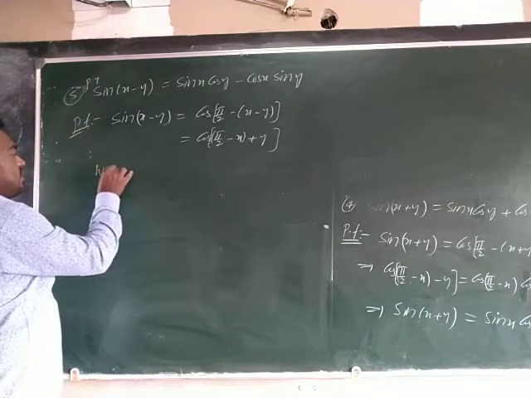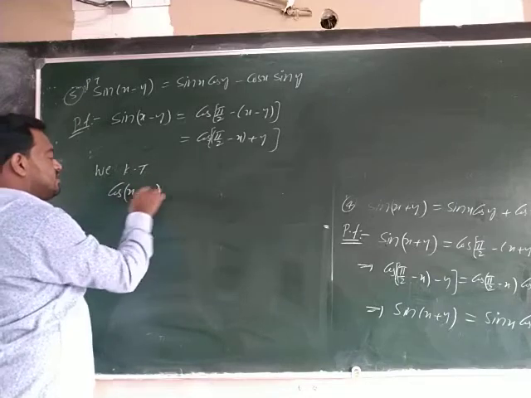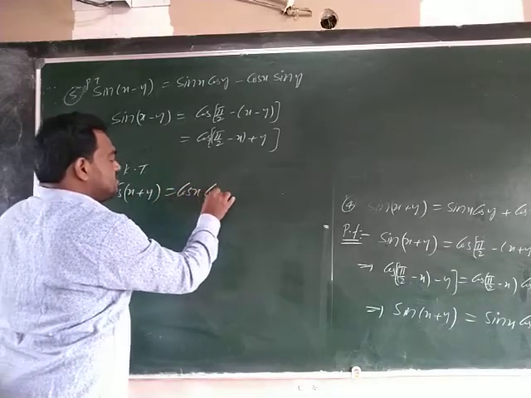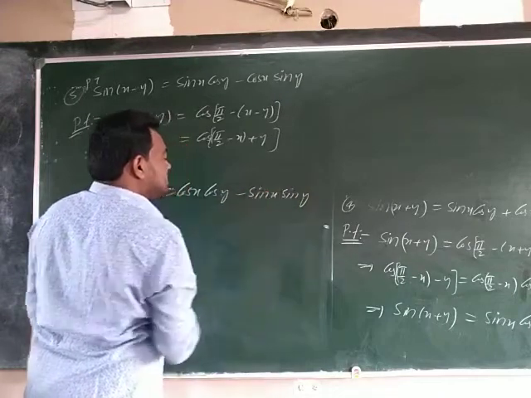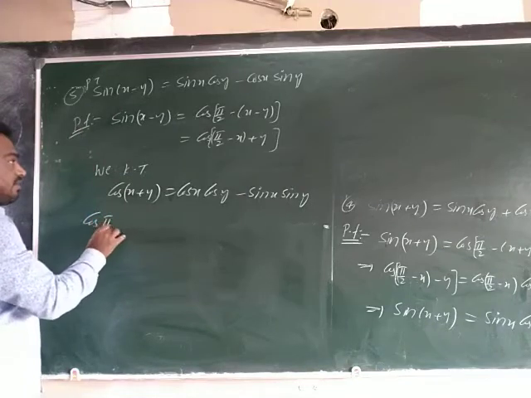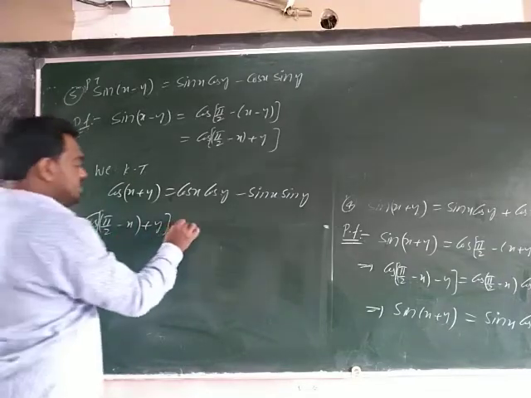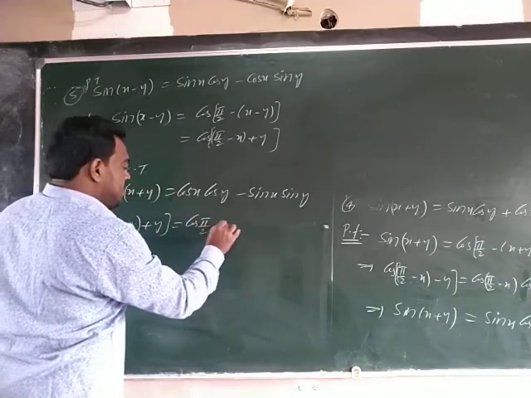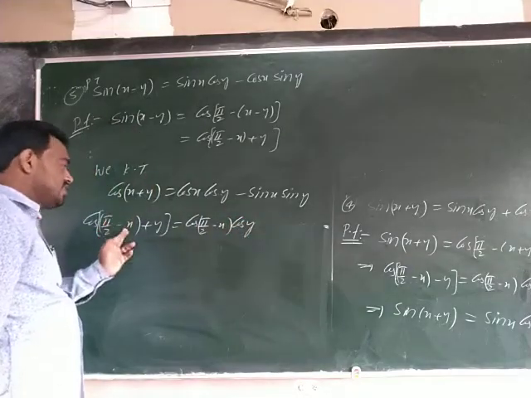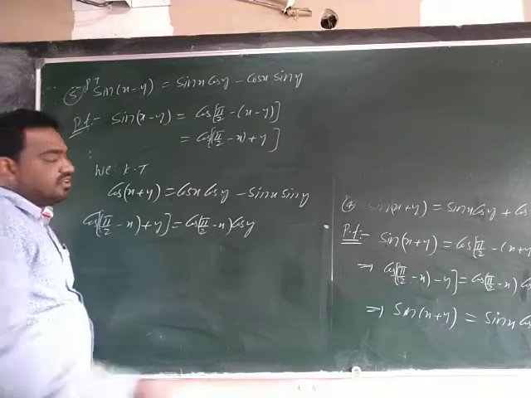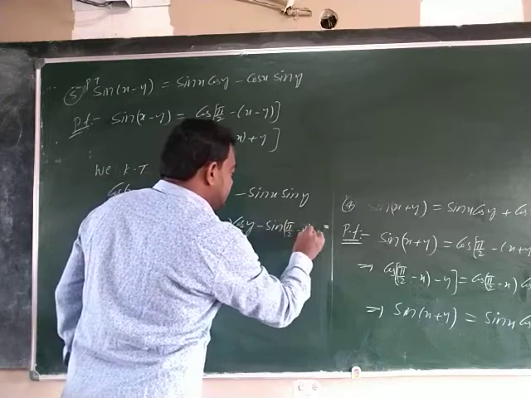Next, we know that cos of (x plus y) is equal to cos x cos y minus sin x sin y. Now cos of ((pi by 2 minus x) plus y) is equal to cos of (pi by 2 minus x) into cos y, with pi by 2 minus x in place of x, and y in place of y only. Next, minus sin of (pi by 2 minus x) into sin y.